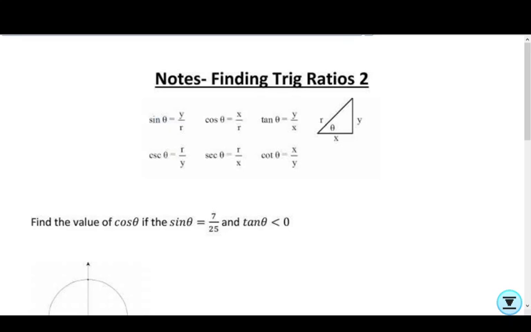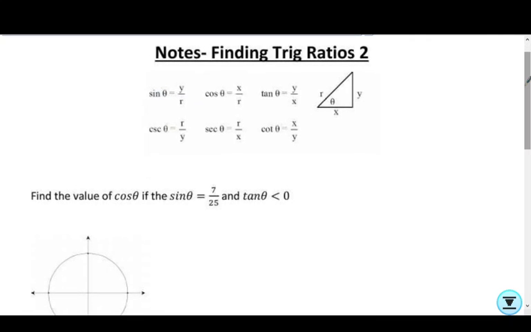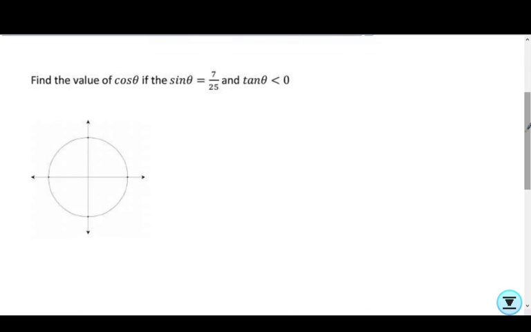Okay, so today we're going to be going over the third way that we can ask to find trig ratios given a different set of information. So again, we're dealing with our six trig functions: sine, cosine, tangent, cosecant, secant, and cotangent. Just like the last couple days, I'm asking you to find the value of cosine theta. So that's what we're looking for.